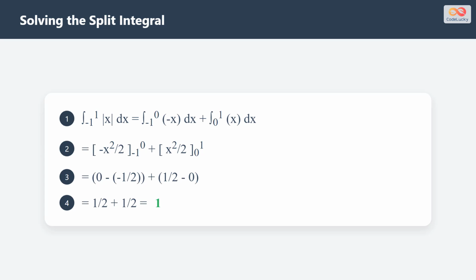By using the additivity property, we split the integral at 0. We calculate the integral from -1 to 0 using -x, and add it to the integral from 0 to 1 using +x. Each part is now a simple power rule problem. Solving these gives us 1/2 plus 1/2, resulting in a total area of 1.